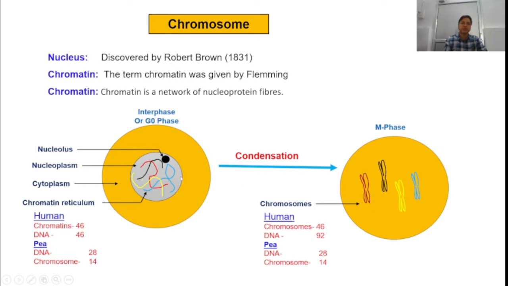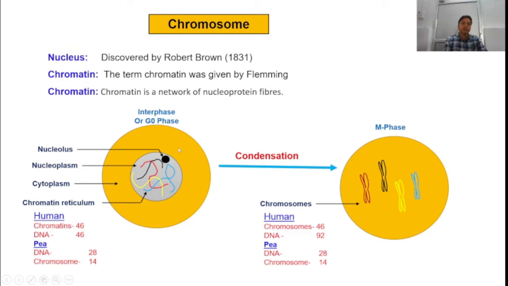So there are two important phases: if the cell is in interphase, one can observe chromatin fibers, and in M phase, one can observe a condensed structure, that is chromosome. So somehow there is a relationship between chromatin and chromosomes. Chemically, these chromosomes and chromatins are almost the same, and it is the condensation which is responsible for the conversion of chromatin into chromosomes.